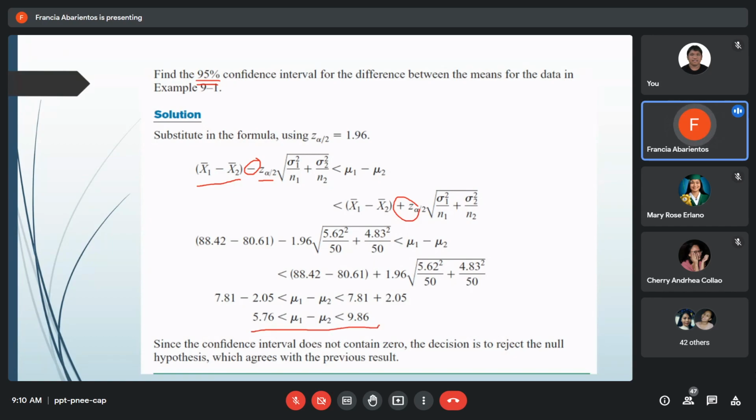Bakit kailangan to? Kasi para makita nyo kung saan siya nag-fall, or without using the table, makukuha natin kung ano yung difference if given lang natin yung mean difference between the difference. Okay? So since the confidence interval does not contain 0, the decision is to reject the null hypothesis, which agrees to the previous result. Ayan. Double check to class. Madami kang pwedeng gawin para makapag-double check lang yung statistics data.